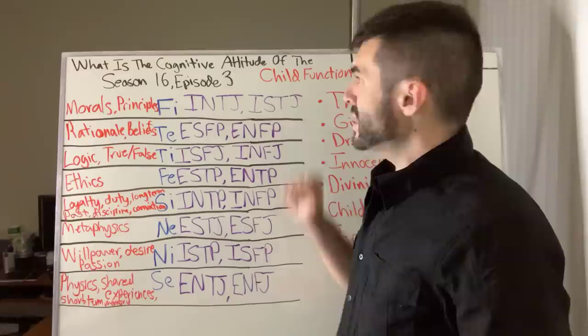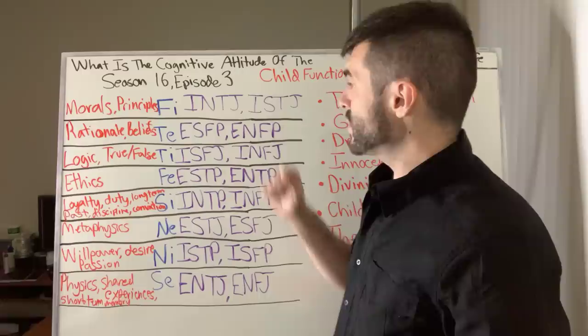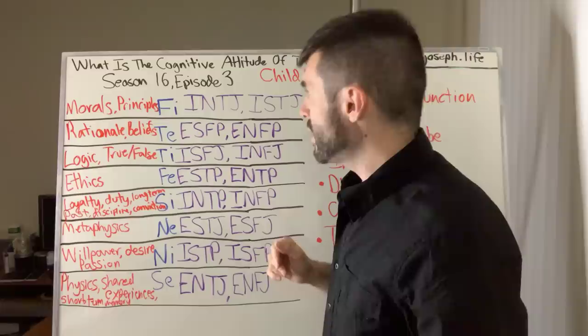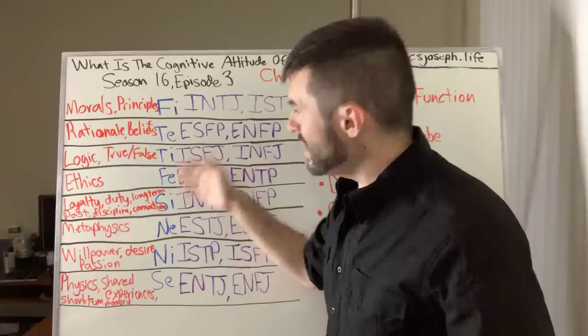So what types have introverted feeling child? Well, that is the INTJ and the ISTJ. What types have extroverted thinking child? That is the ESFP and the ENFP. What types have introverted thinking as its child function? That is the ISFJ and the INFJ. What types have the extroverted feeling child function? That's ESTP and ENTP. We already mentioned that.